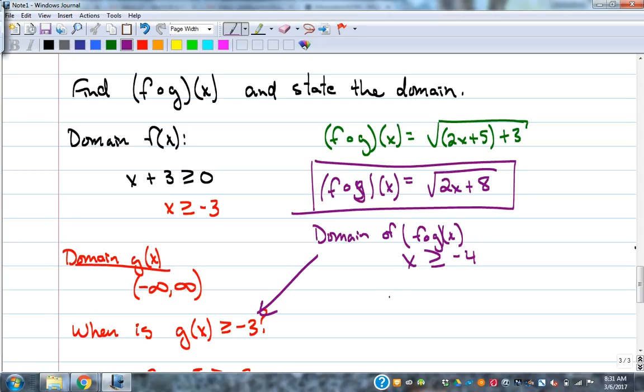So in set notation, x is greater than or equal to -4. Interval notation would be from -4 to infinity with a bracket on it.